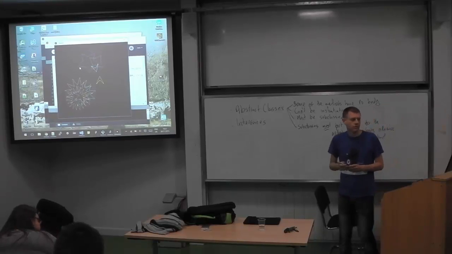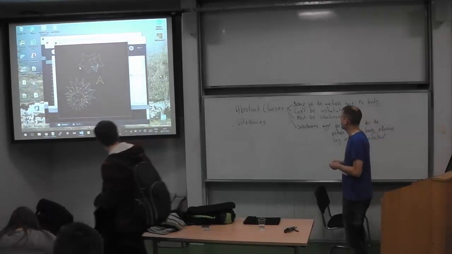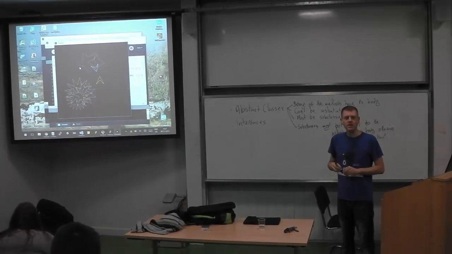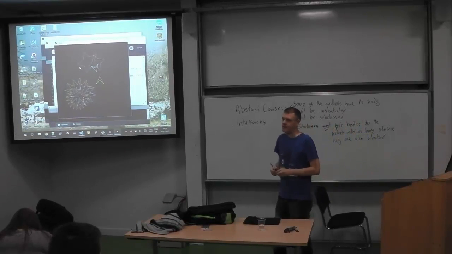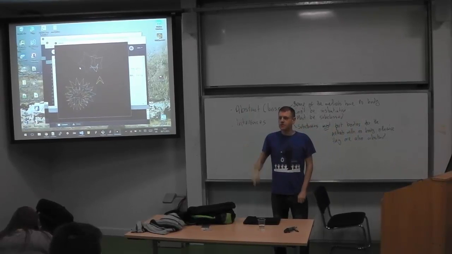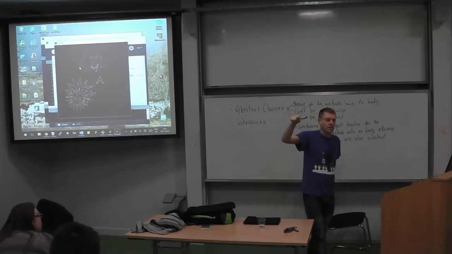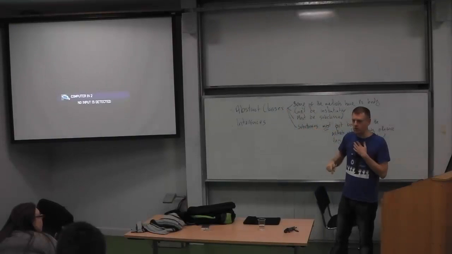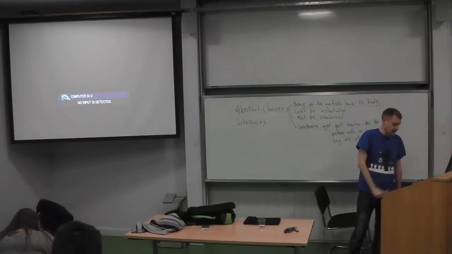Okay, so I'll just run through those points again. First of all, when you make a class an abstract class, you're allowed to put some methods on that abstract class that don't have any body. So you just write the method signature and put a semicolon afterwards. You don't put open curly brackets, put in some code and close curly brackets. That's the first thing about abstract classes.